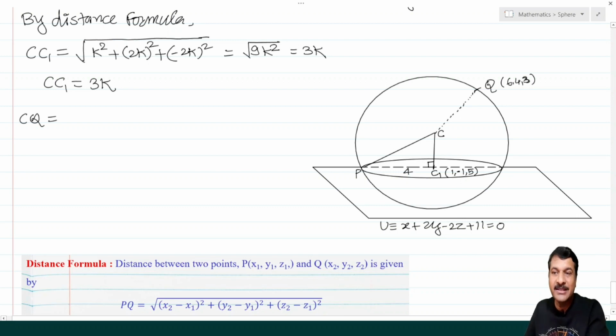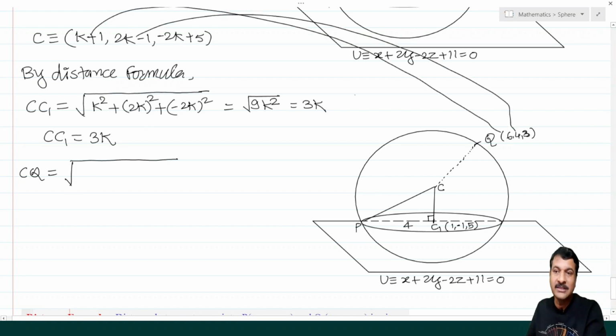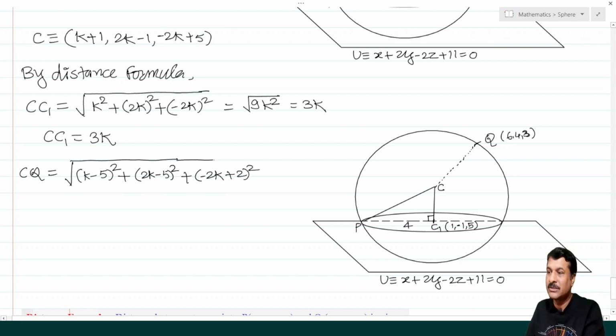Note that by distance formula we can find CQ. It is the radius of the sphere. It is the square root of (K+1-6) whole square, that is (K-5) whole square, plus (2K-1-4) whole square, that is (2K-5) whole square, plus (-2K+5-3) whole square, that is (-2K+2) whole square. So this is our CQ.